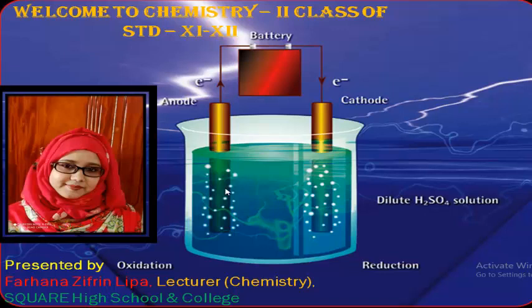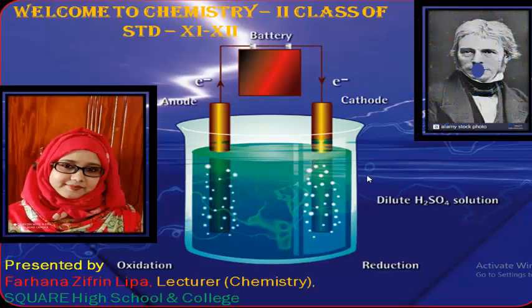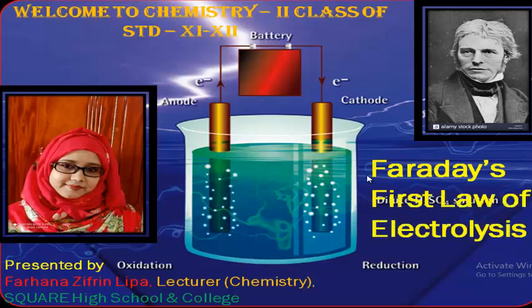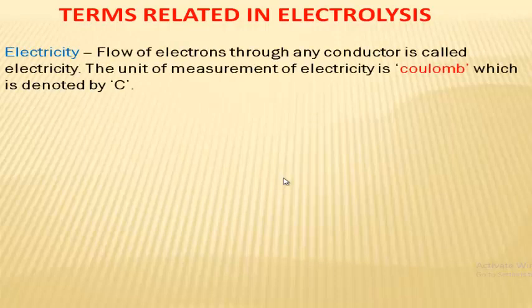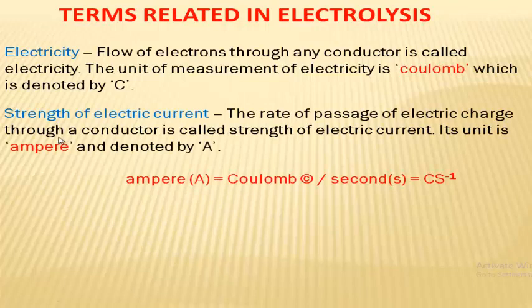Today I will discuss Faraday's first law of electrolysis. Before that, at first I have to discuss some terms which are used in electrolysis, such as electricity. Electricity is just the flow of electrons through any conductor, and its unit is coulomb, which is denoted by capital C. Another term, strength of electric current.